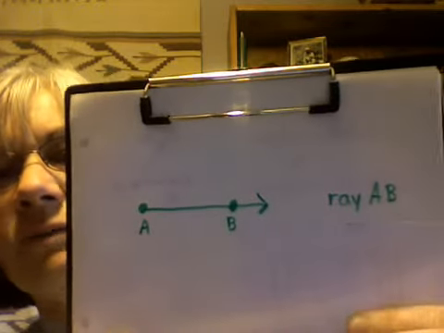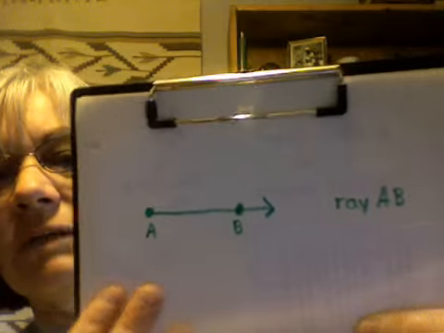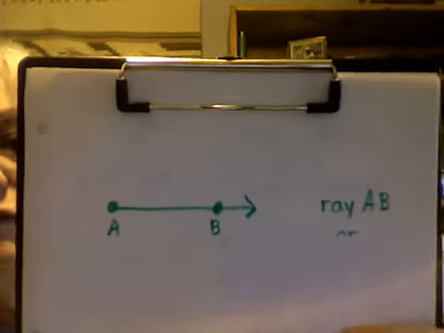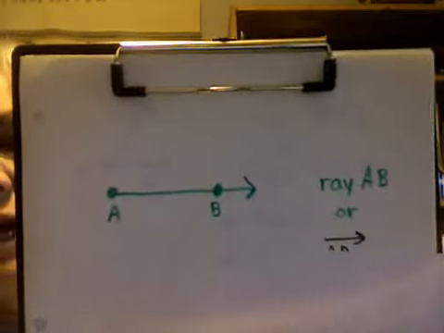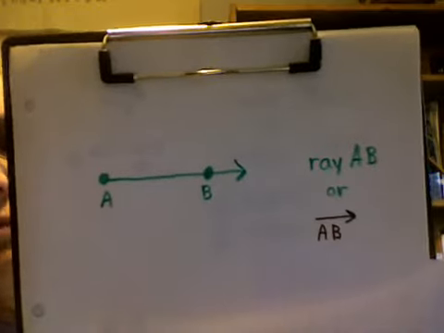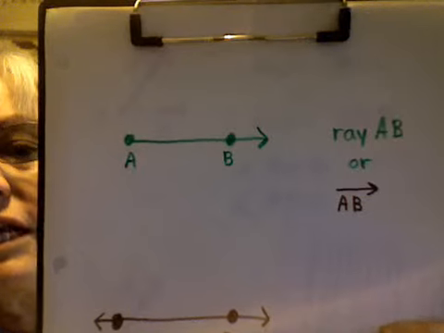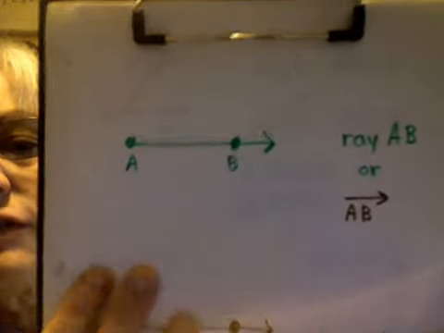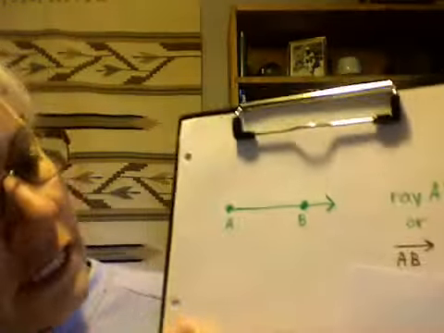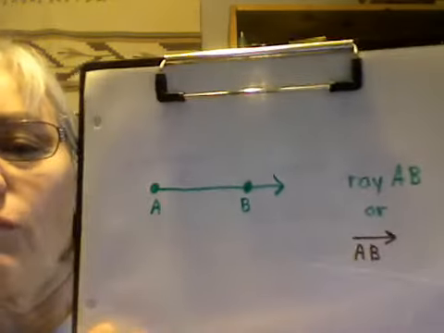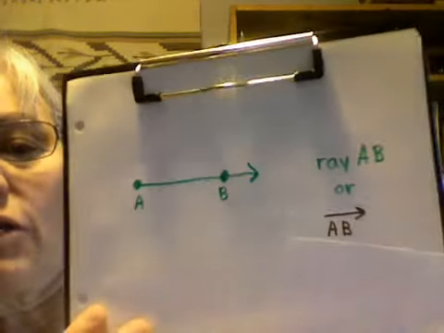We can write the word ray, capital A, capital B, because those are the 2 points, but sometimes it's quicker and easier if we just draw a representation, a symbol, a ray symbol, which is an arrow over the top of the letters that give our ray its name. So when it's drawn like this, it stands for ray AB, just like the picture of ray AB.